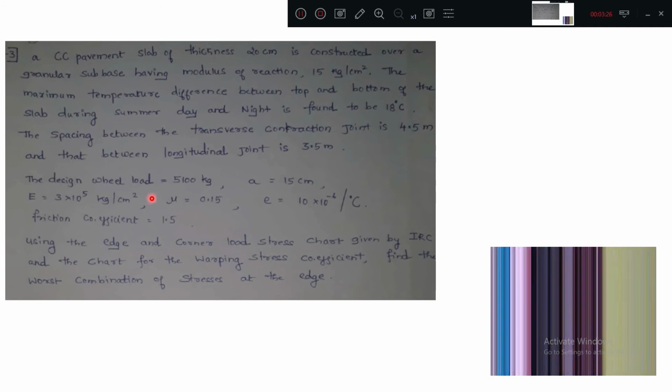Apart from that, they have given wheel load 5100, small a, E value, mu value, small e. Small e is what? Thermal expansion coefficient. And friction coefficient mu 1.5. Using the edge and corner load stress chart, using the chart only, calculate edge and corner stresses due to wheel loads. Apart from that, they are asking to calculate warping stress using the coefficients only, and the critical combination they have asked.